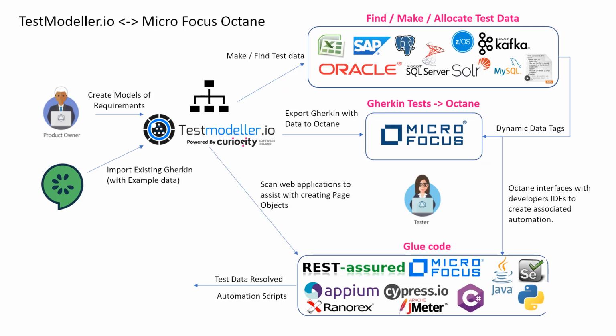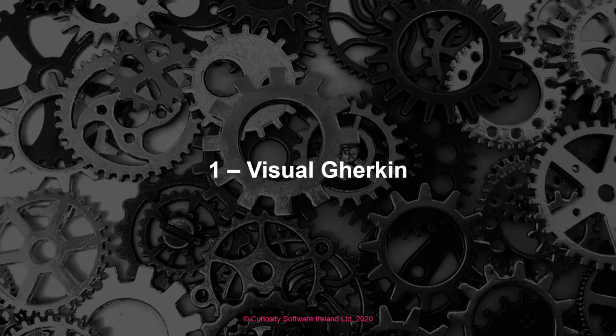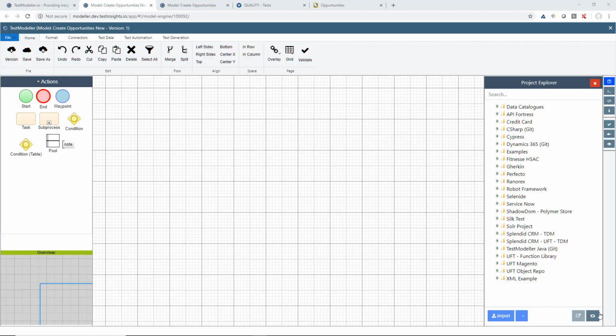Through Test Modeler, we can also scan various web applications to assist with creating these page objects as well. But the goal is that you should end up with some automation scripts which can be executed with the test data, and eventually after these are run, the run results can also be imported back up to Test Modeler and synchronized into Micro Focus Octane. So this is the process that we're going to be showing in this video. So firstly, let's start off by creating some visual Gherkin.